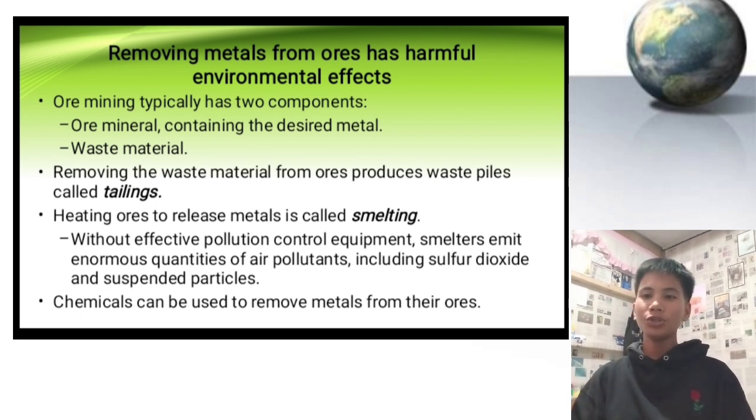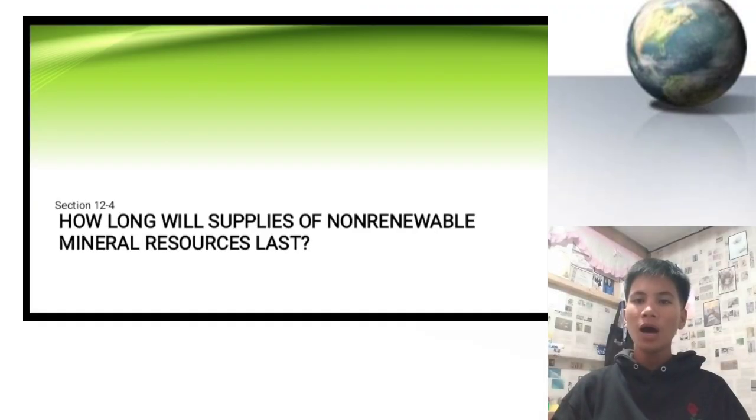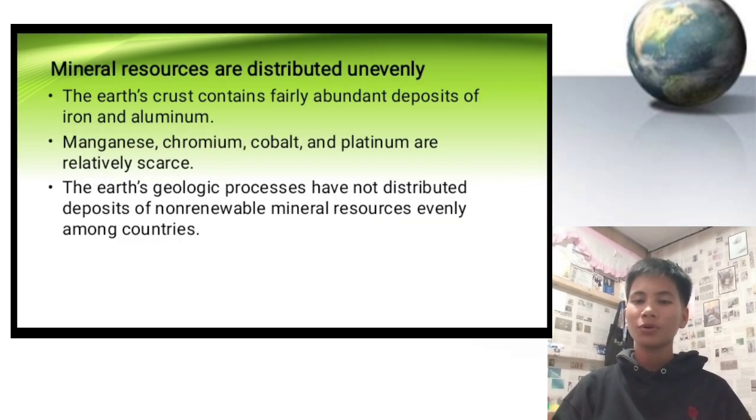Without effective pollution control equipment, smelters emit enormous quantities of air pollutants, including sulfur dioxide and suspended particles. Chemicals can be used to remove metals from their ores. So, how long will supplies of non-renewable mineral resources last? So, next slide, mineral resources are distributed unevenly.